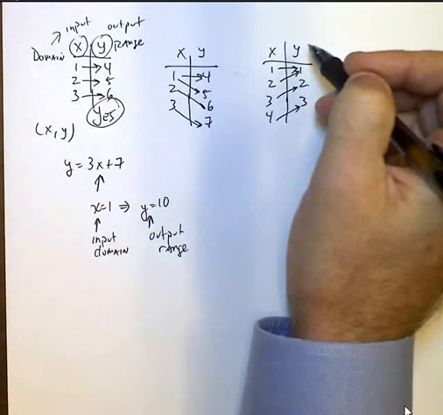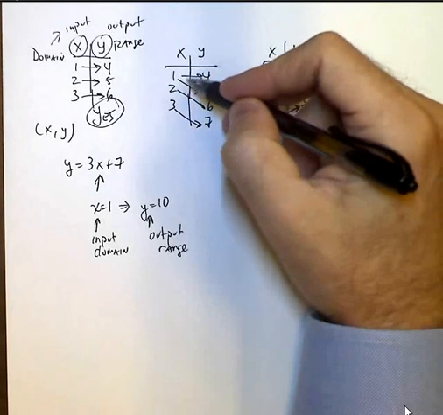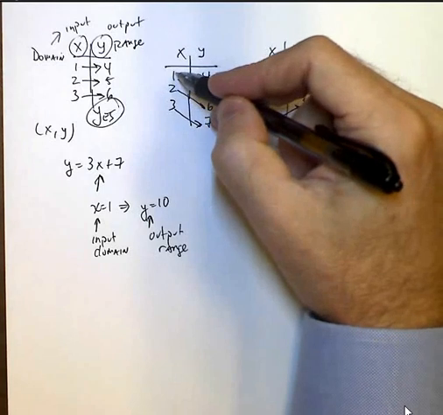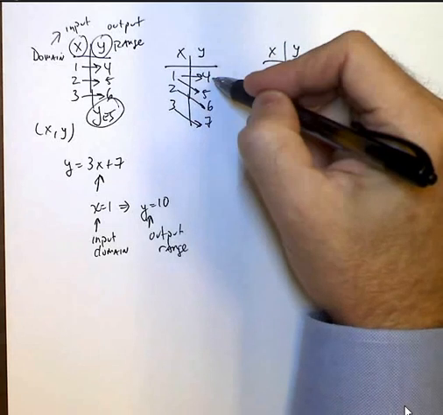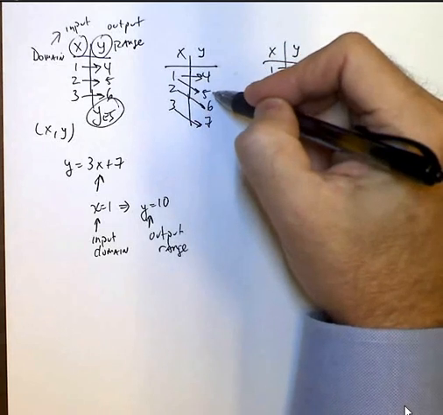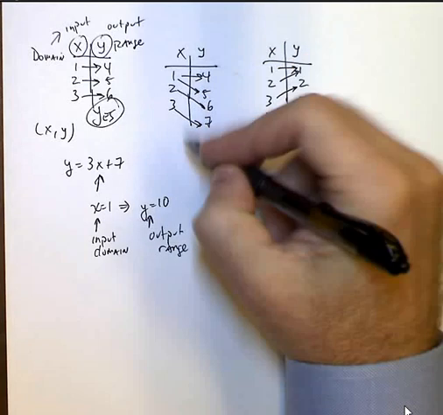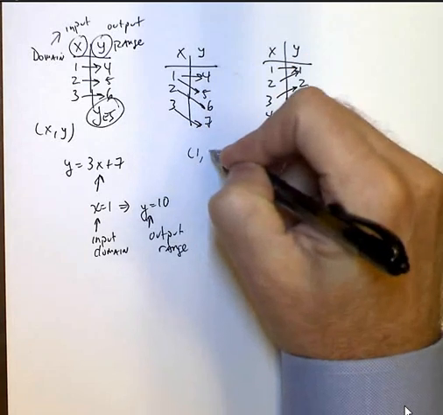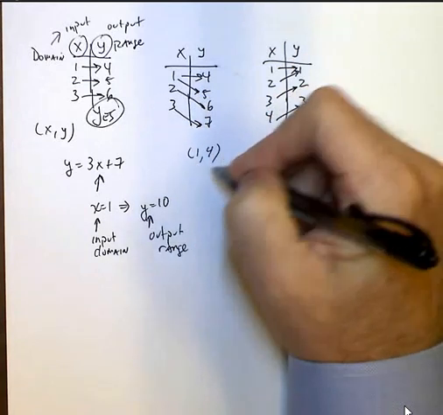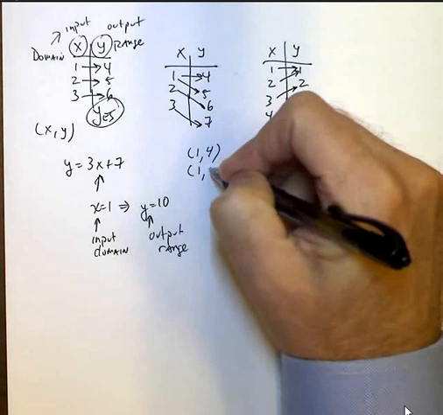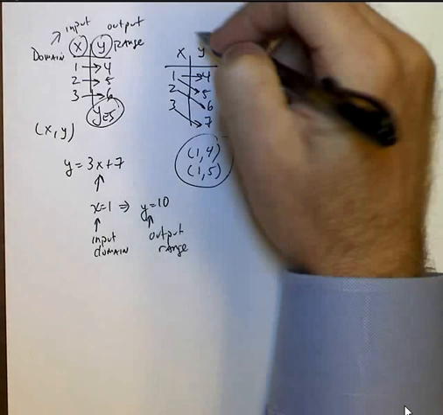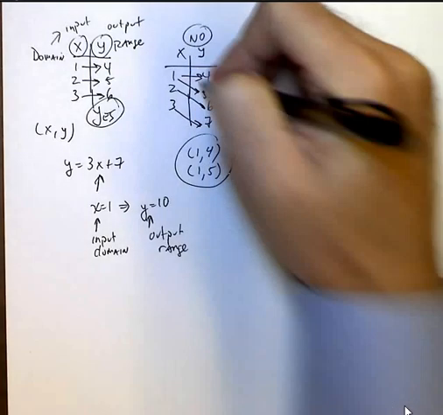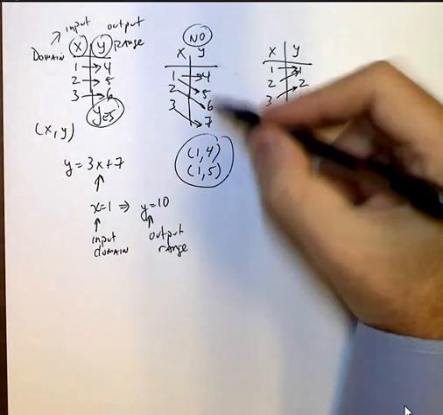Okay, let's go to this one though. In this case, you could see that for x equals 1, I have 2 output y's. I have for x equals 1, y equals 4, and I also have y equals 5. So what I have here is x being 1 with an output 4, and I also have x equals 1 and an output being 5. That is not valid in terms of a function. So this relationship here is not a function, this one right here.